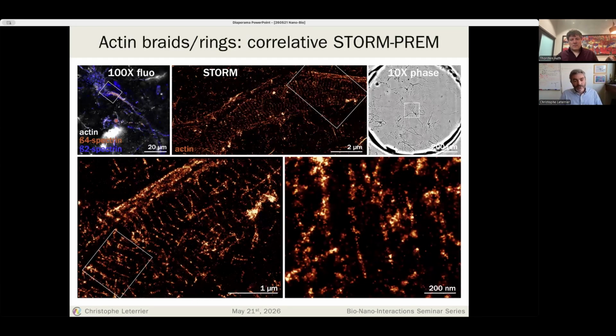So we unroofed neurons and we stained them with phalloidin. So you see the actin rings that are seen by STORM here. So these are the beginning of this axon. And if you zoom, these vertical lines here are the actin rings. And the distance between two of them is about 200 nanometers.